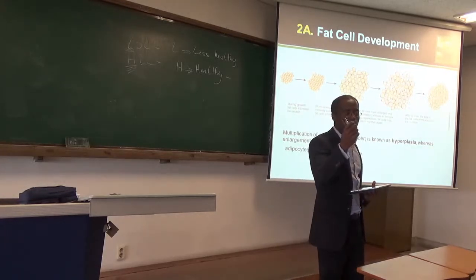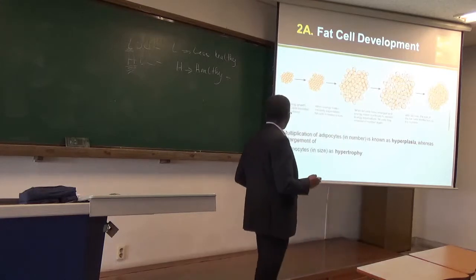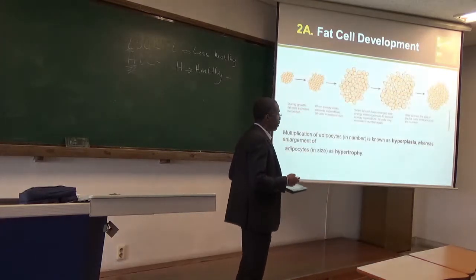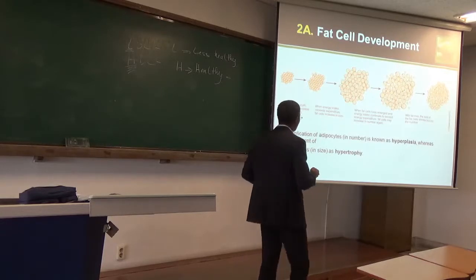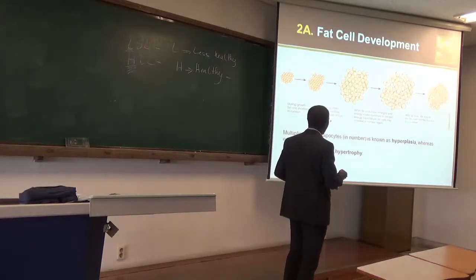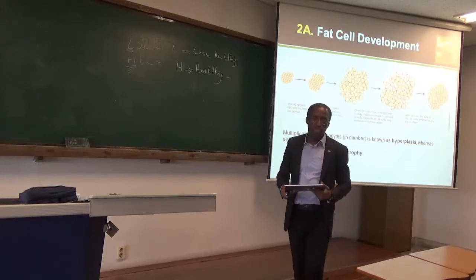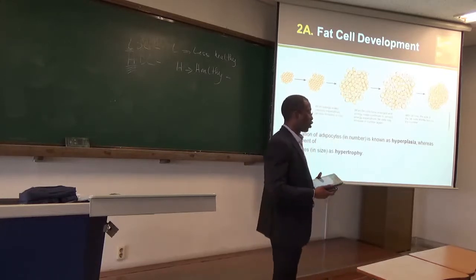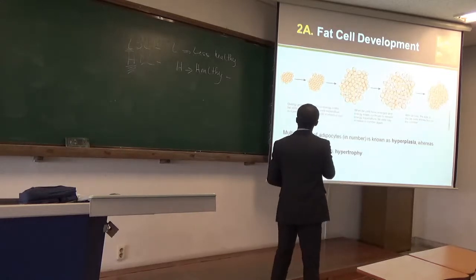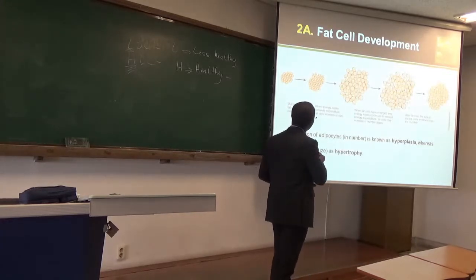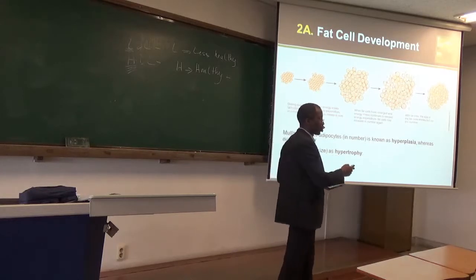Remember that here, the problem is obesity. Two terms to remember when we talk about the multiplication of adipocytes, or the fat here: hyperplasia is when we have multiplication of the adipocytes, and the other one has to do with the size, hypertrophy. Okay, these are maybe the two terms that you can try to remember when we talk about fat development. Basically, it starts very, very small, they multiply, and then they start to enlarge.